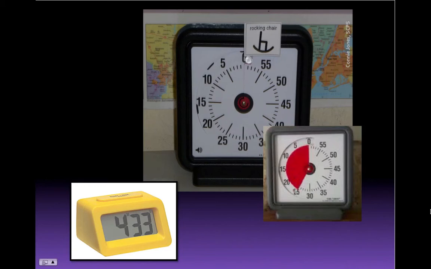And here's a picture of the visual timer. So you pull this little lever down and you set it to whatever time you want, which shows the red, and then as the time lapses, the red disappears.